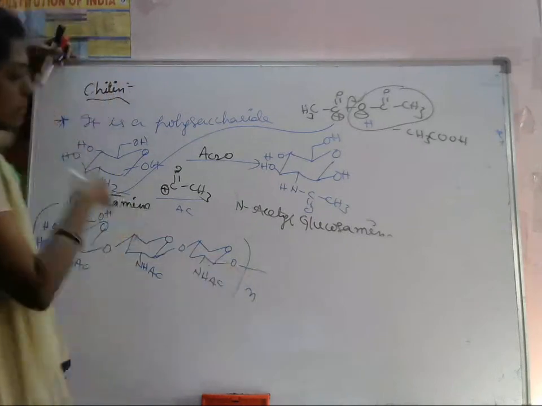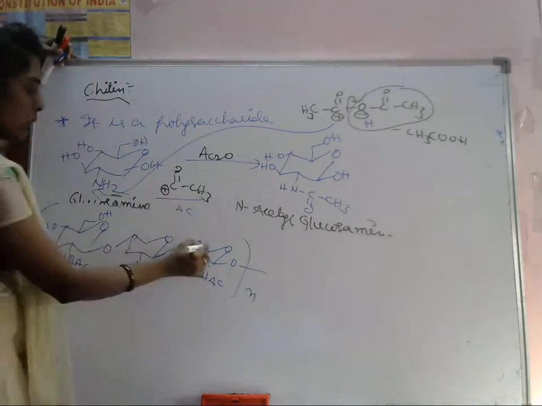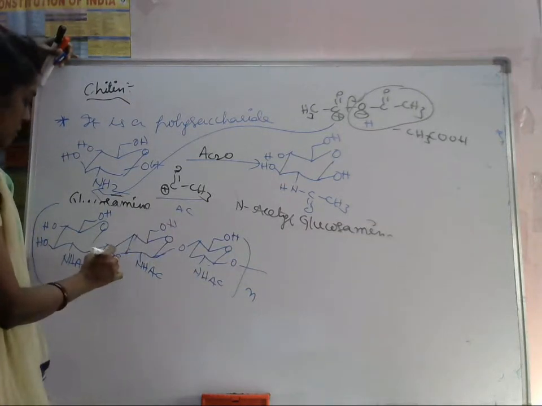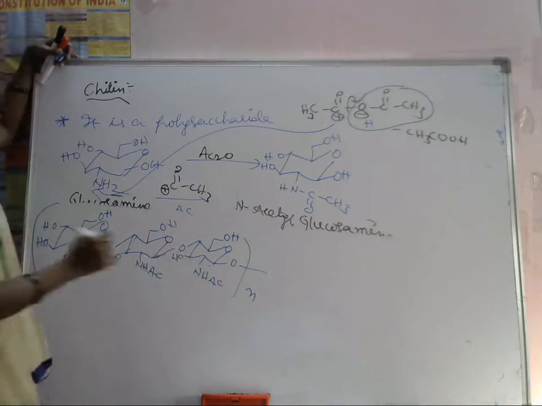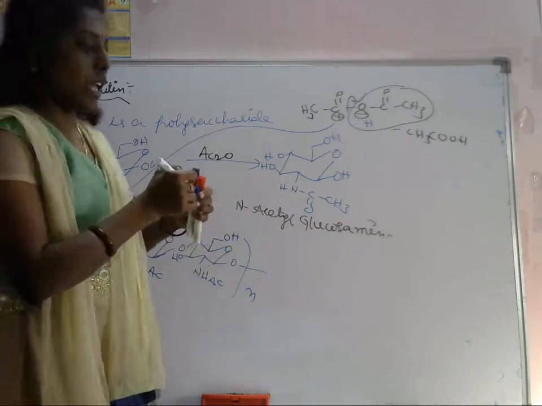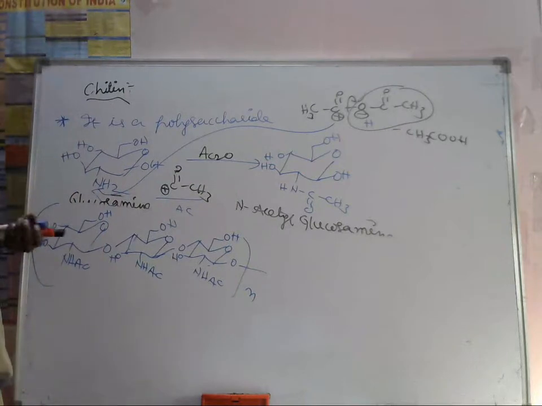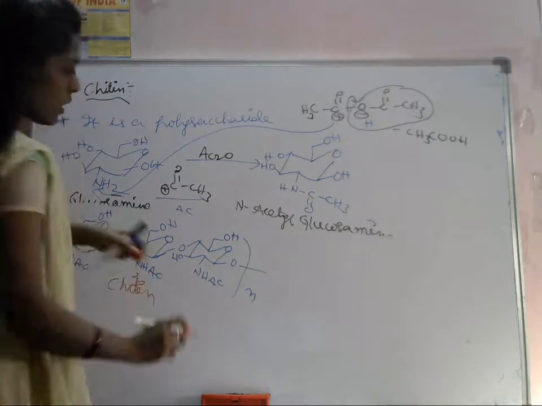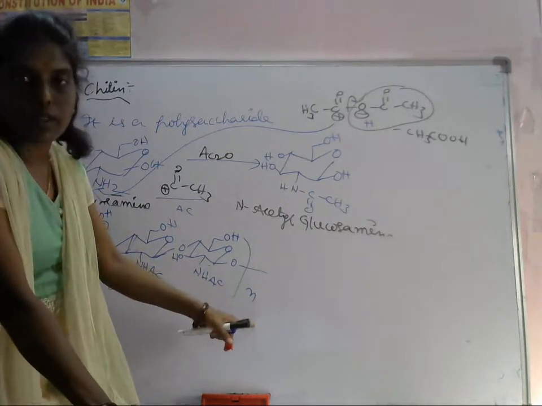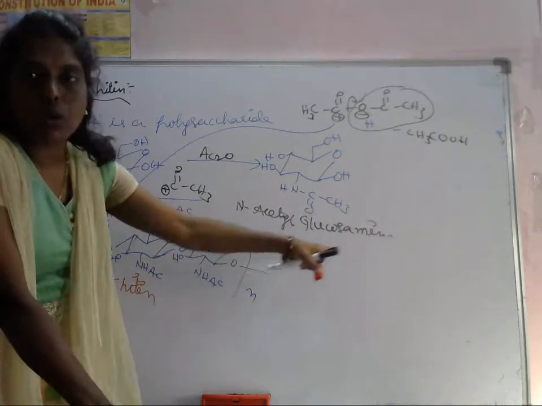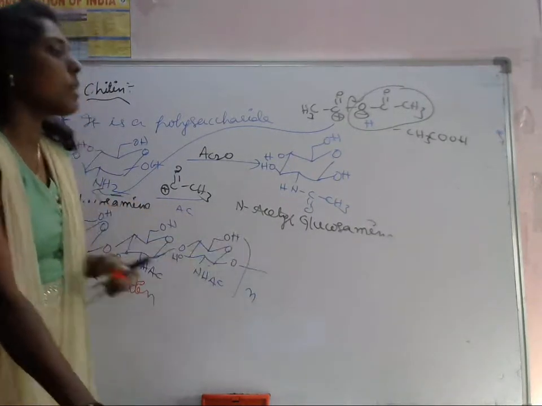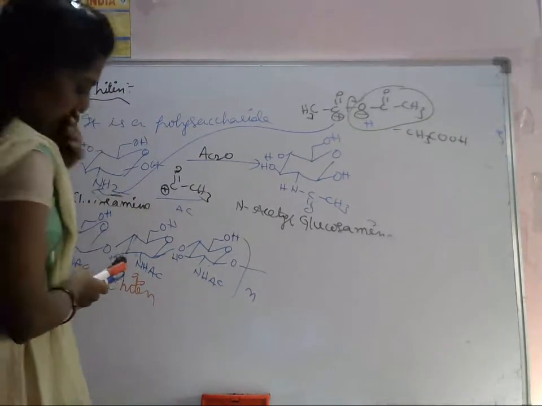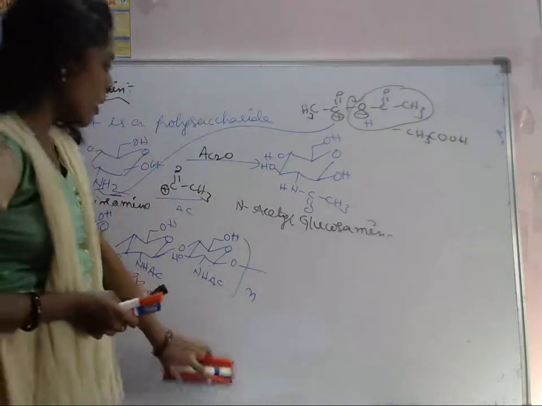If you have n number of units, then it is called chitin. Okay, here OH, here OH, here OH. So this is chitin. You can add any number of these. So this is the chitin structure. It is a polysaccharide. We can add a number of monomer units, that is nothing but N-acetyl glucosamine molecules. If you add the N-acetyl glucosamine molecules in any number, then it is called chitin. Okay, chitin. So let's see the Haworth form of this one.